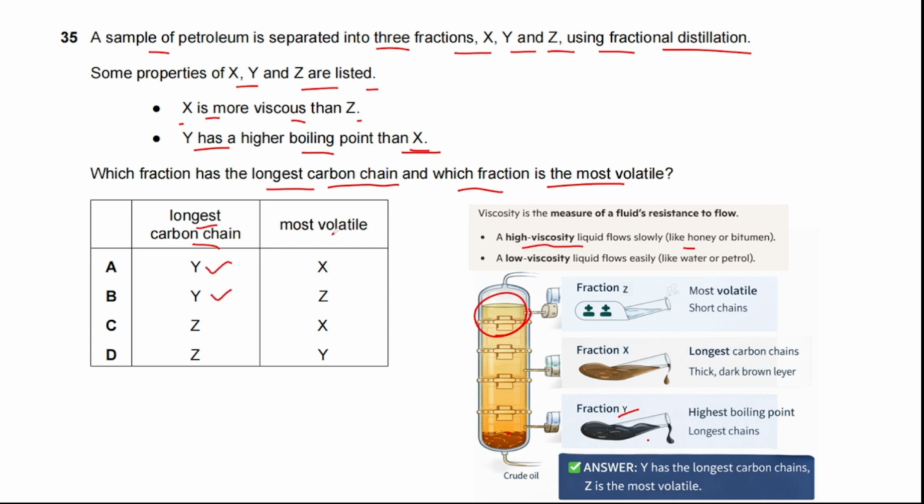Then the most volatile. The most volatile will have short chains, or it should be less viscous. So here the less viscous is Z. So the correct option is option B.